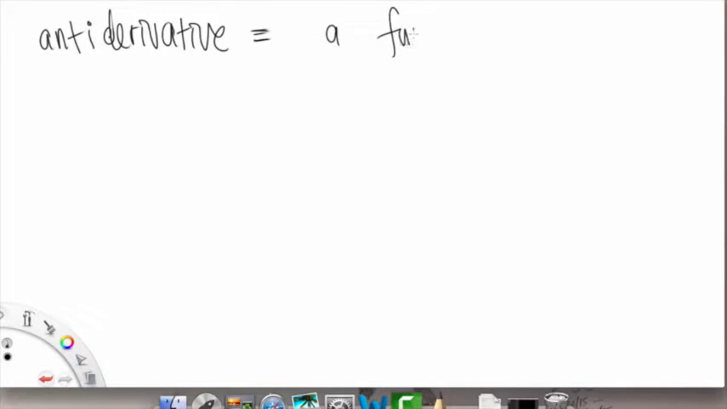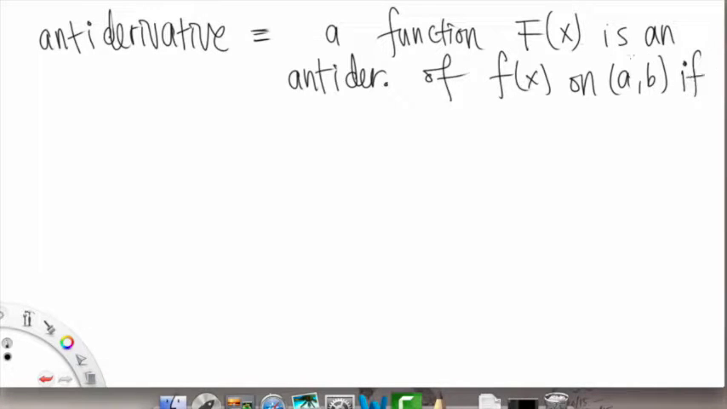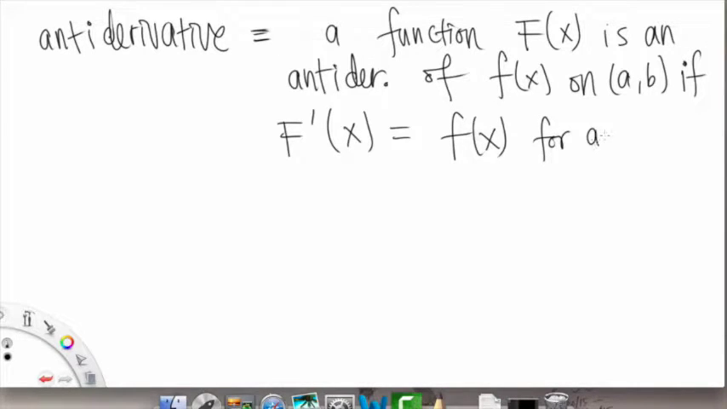We say that a function, which I'll call capital F of x, is an antiderivative of a lowercase f of x function on an interval a b if the first derivative of capital F is equal to our original lowercase f function for all x within a b, or on that interval.